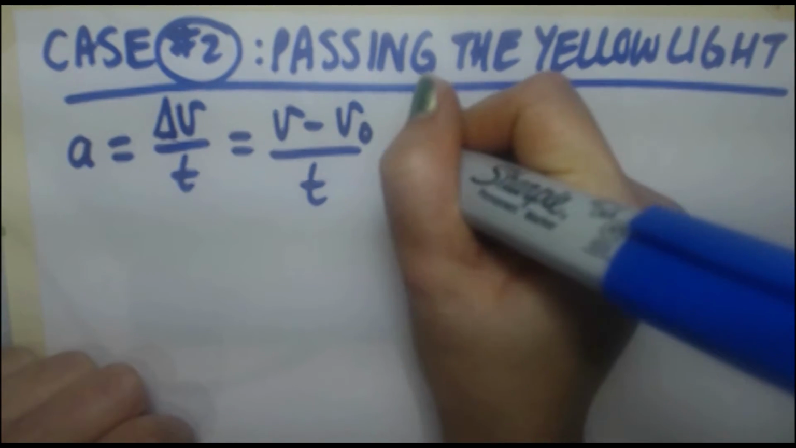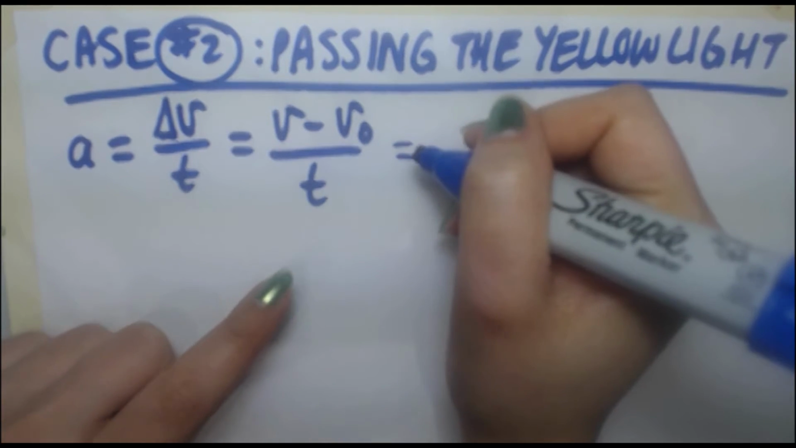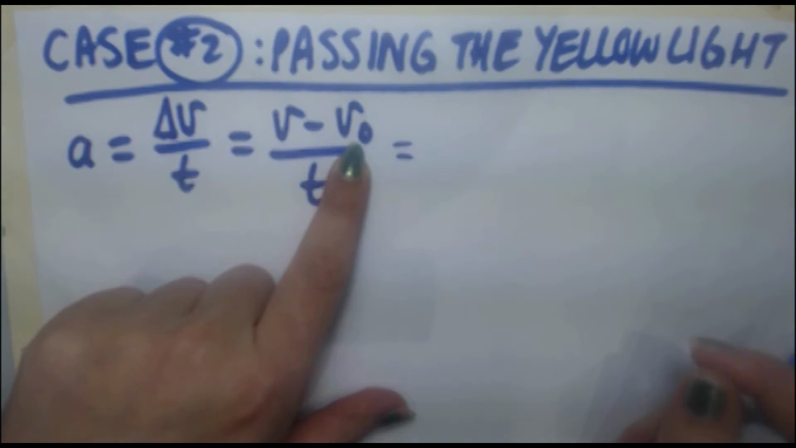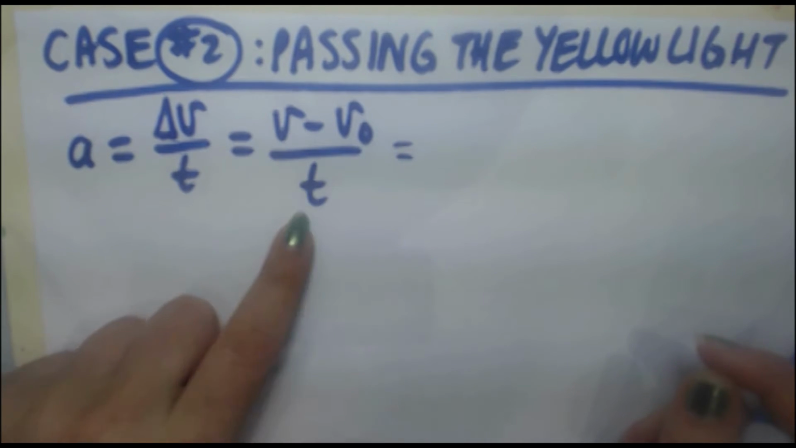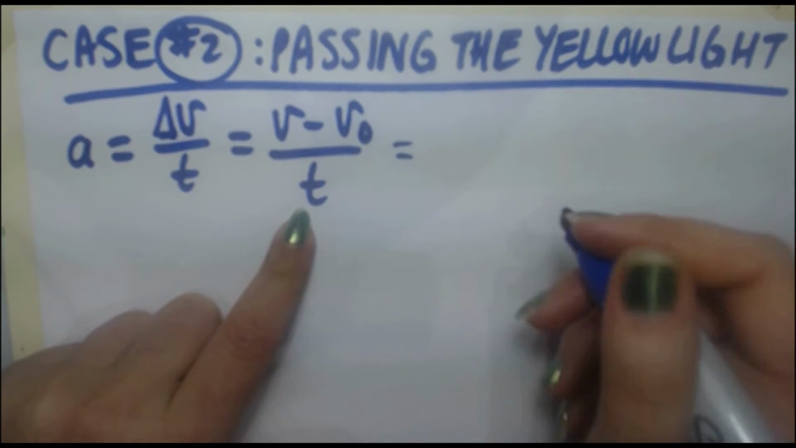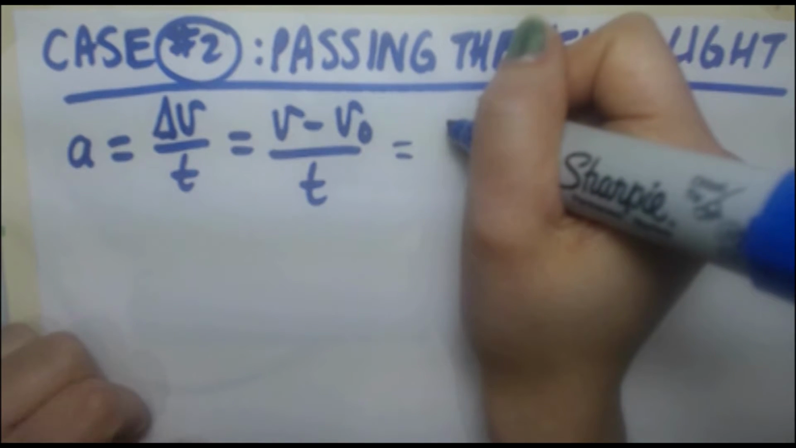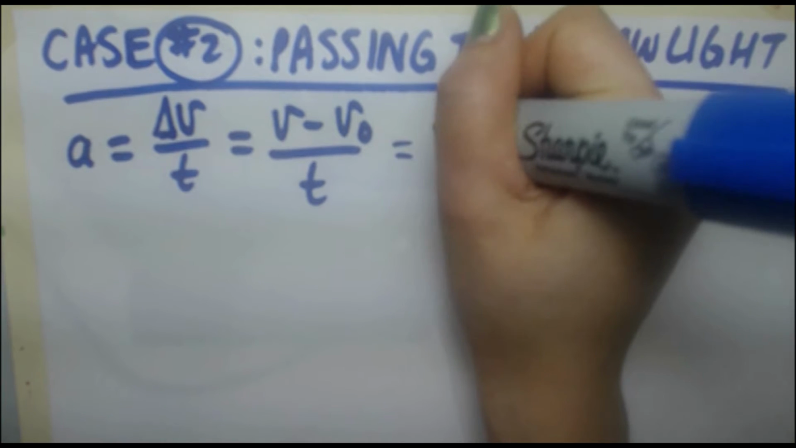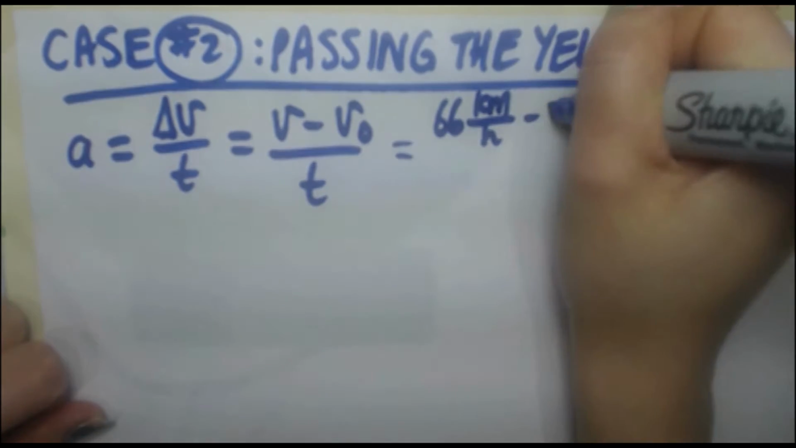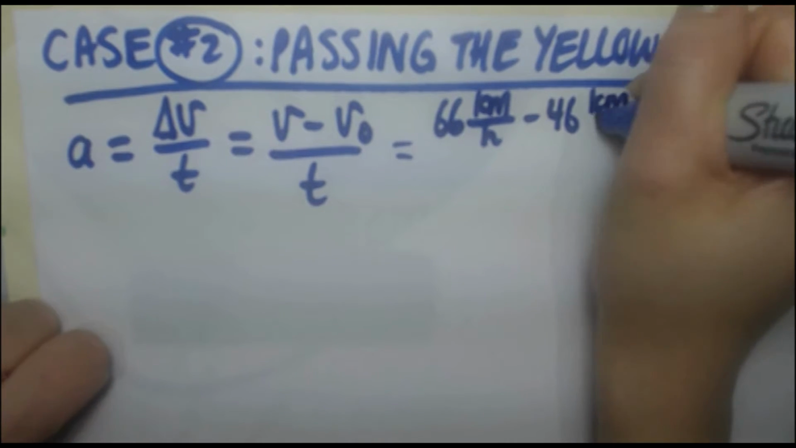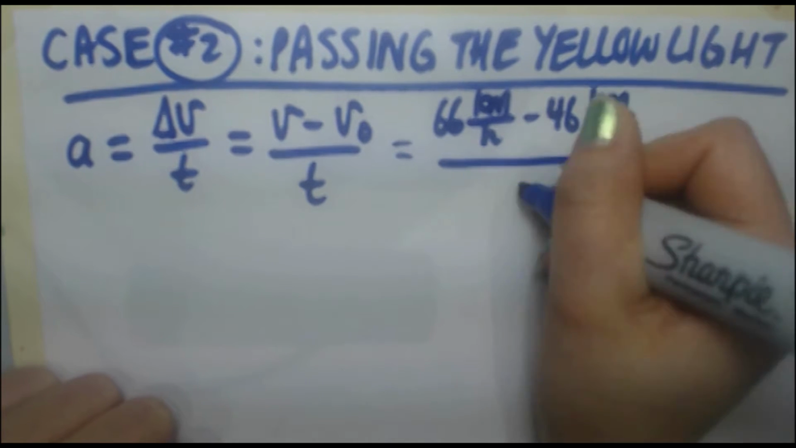Okay, so we're going to quote the values of, well, she can go from 46 kilometers an hour, which is V initial, to 66 kilometers an hour, V final, in 5.8 seconds time. Okay, so I'm going to go ahead and write that in. Okay, so V final is 66. Subtract 46 kilometers an hour divided by time, which is 5.8 seconds.